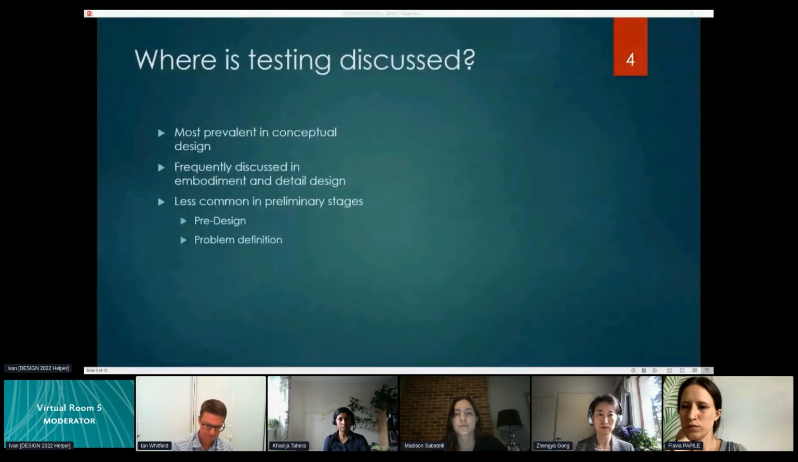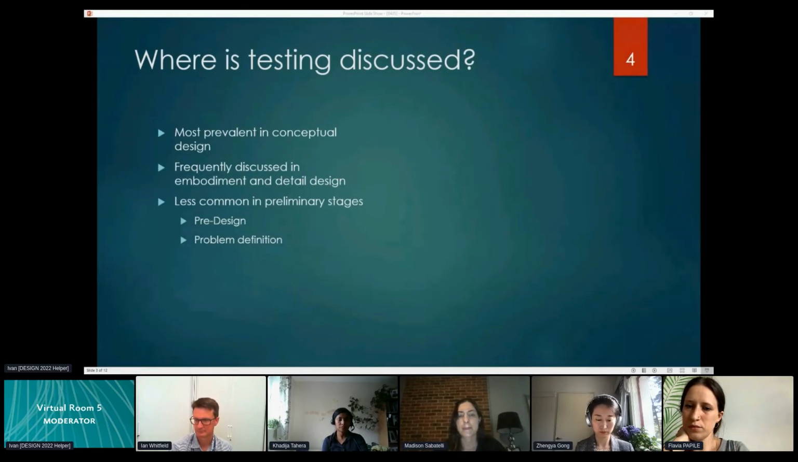Mostly we found testing prevalent in the conceptual design space, or conceptual design phase. I think we had 7 out of 11 books discussed testing in that phase. It was also found frequently discussed in the embodiment design and detail design phases. It was less common in the preliminary stages, so pre-design or problem definition stages, where testing is discussed in maybe 1 or 2 of the books we surveyed.